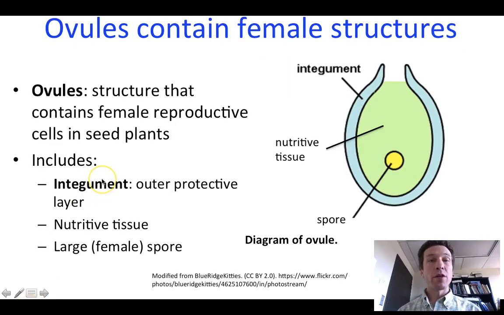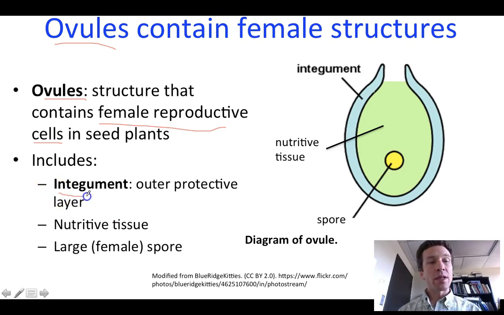We are now going to continue on and talk about the new structures that occur in seed plants. And the big new structure is the ovule, which occurs in the female structure in seed plants. So the ovule contains female reproductive cells, and this did not occur in the ferns. It is new now in the seed plants. We're going to talk about the structure of the ovule over the next few slides.